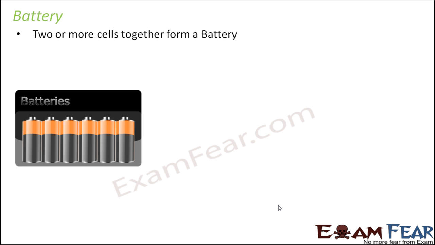So that was the cell. Now, why do we need a battery? Because I said that a battery is nothing but two or more cells joined together to form a battery. Now, when our need of electricity is more, because I said that a cell is nothing but the generator of electricity, if we need more electricity, in that case, one cell is just not enough. So we need more cells to combine together to generate more electricity.